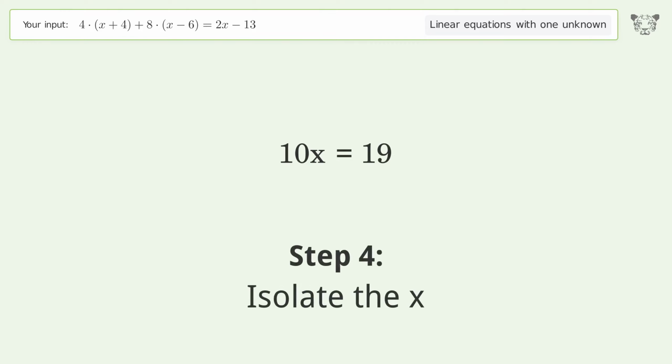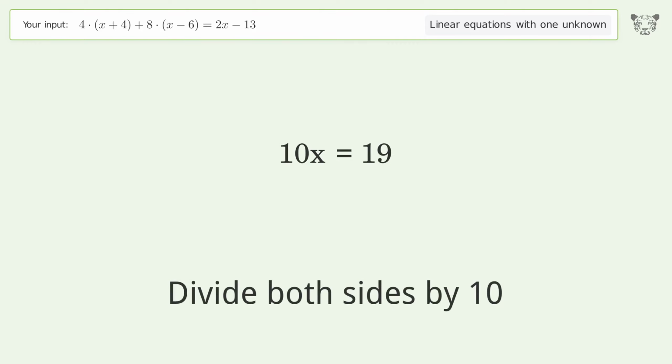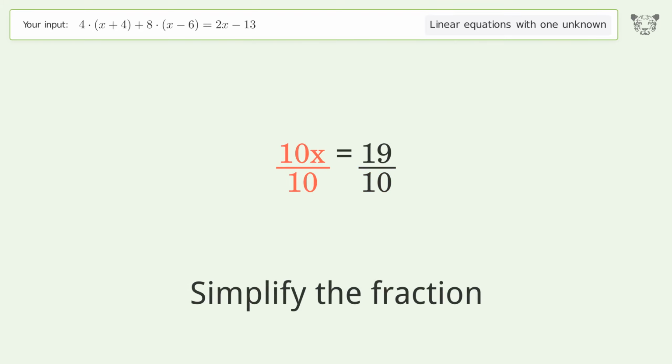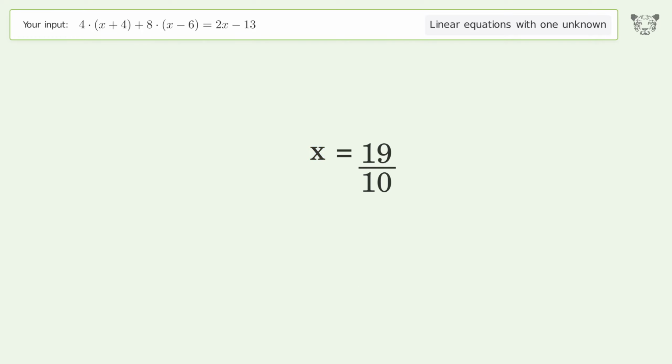Isolate the x. Divide both sides by 10. Simplify the fraction. And so the final result is x equals 19 over 10.